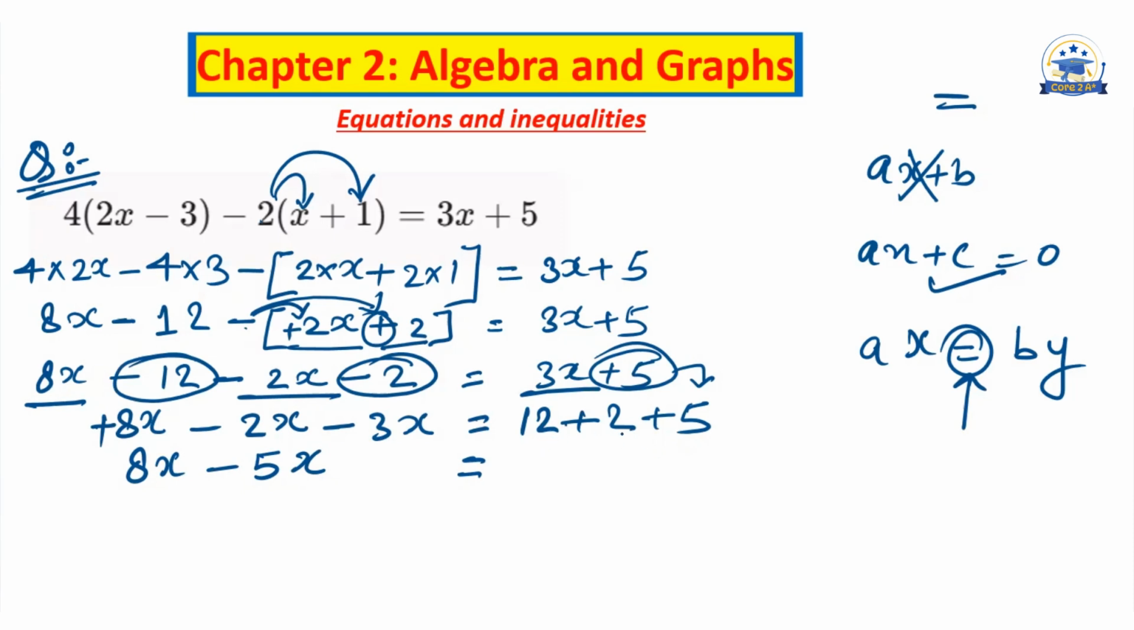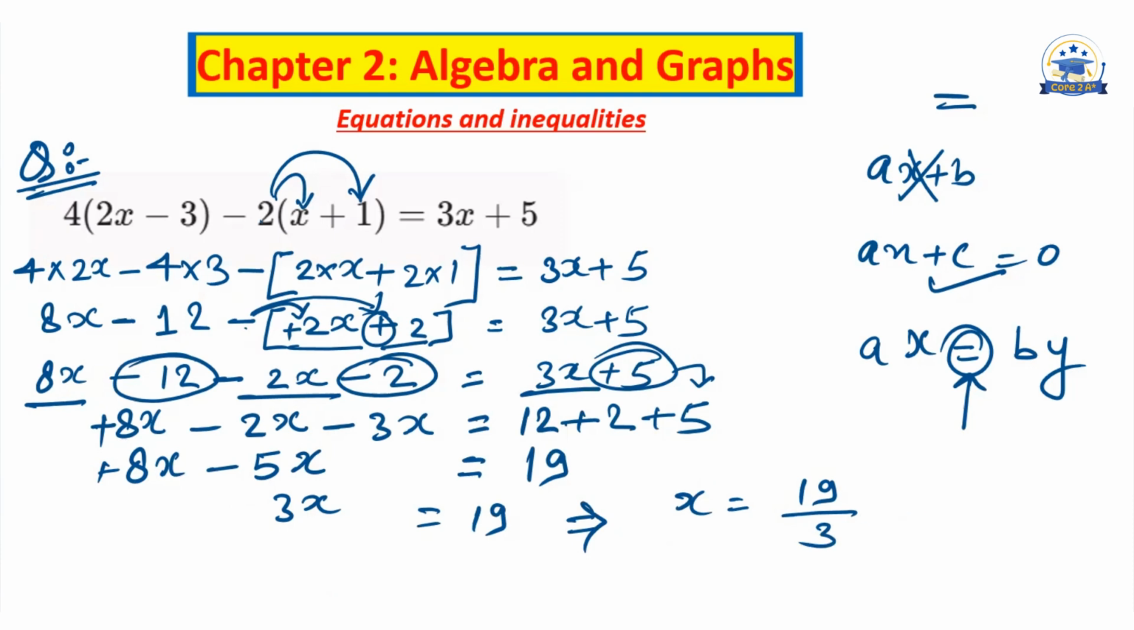So 12 plus 2 is 14. 14 plus 5, how much is it? 19. Okay, now 8x minus 5x. How much x? Plus minus 3x equals 19. Okay, so from here, what you can do, x equals 19 divided by 3.